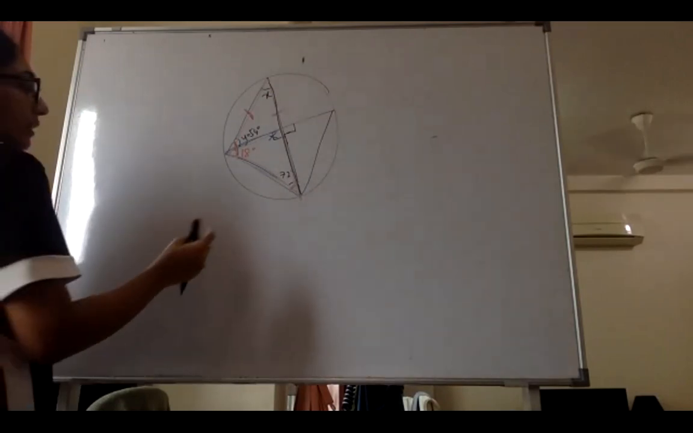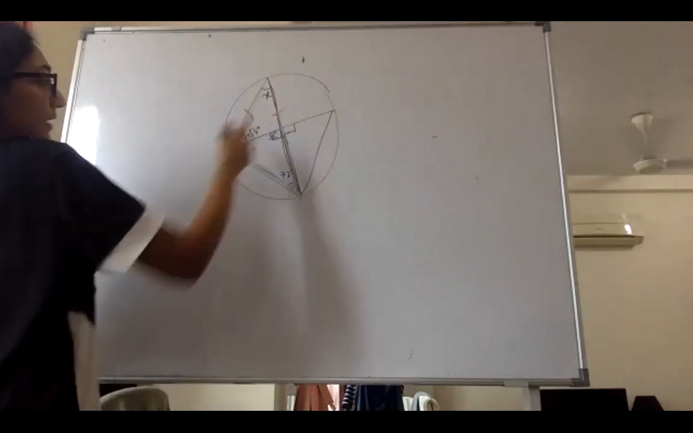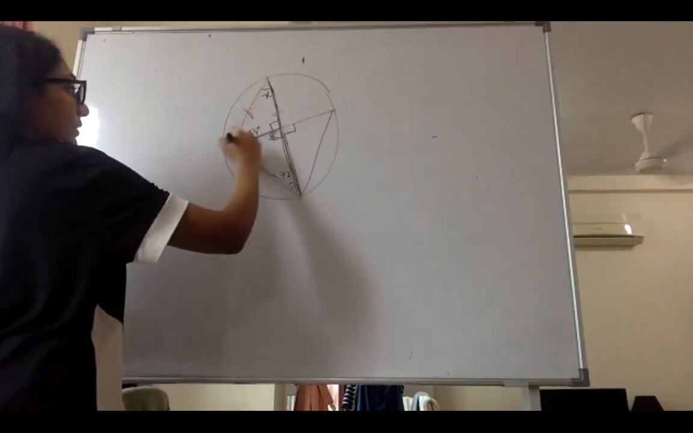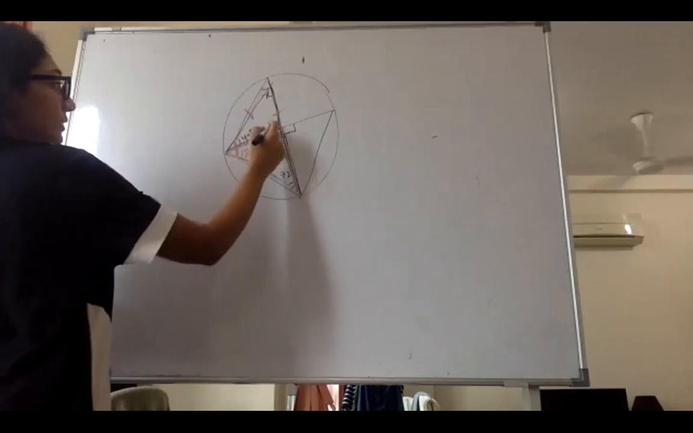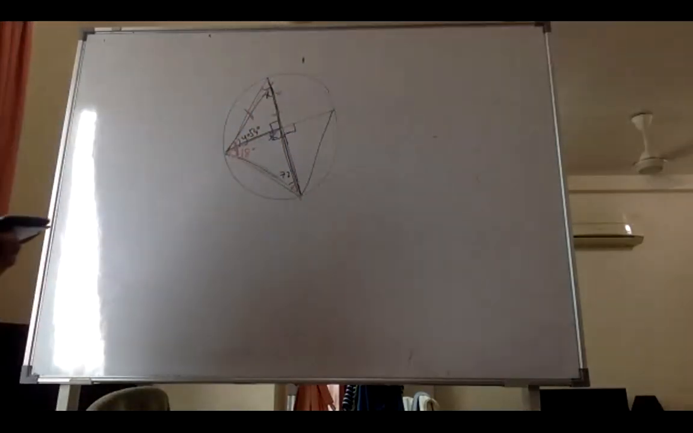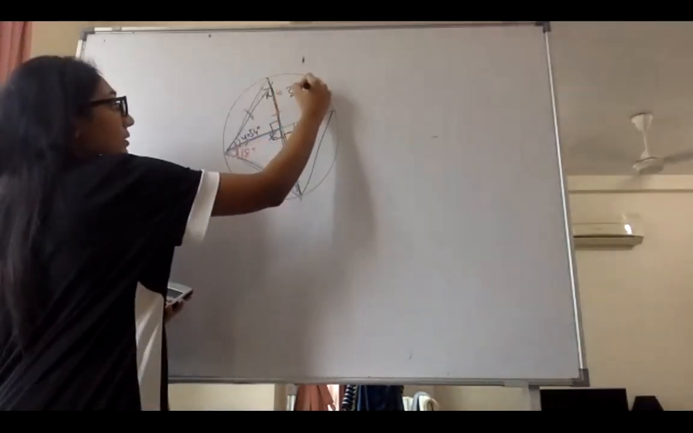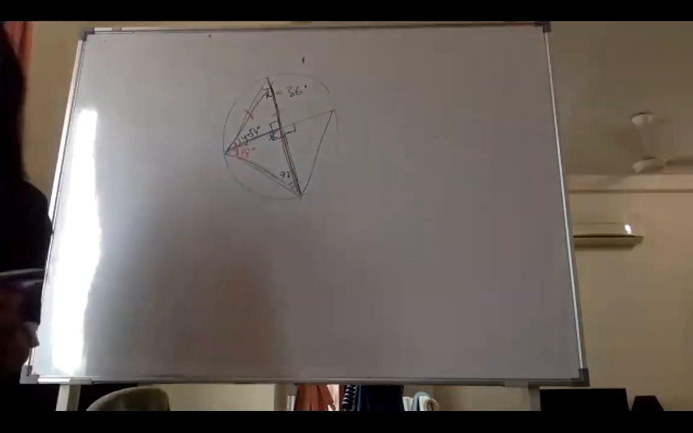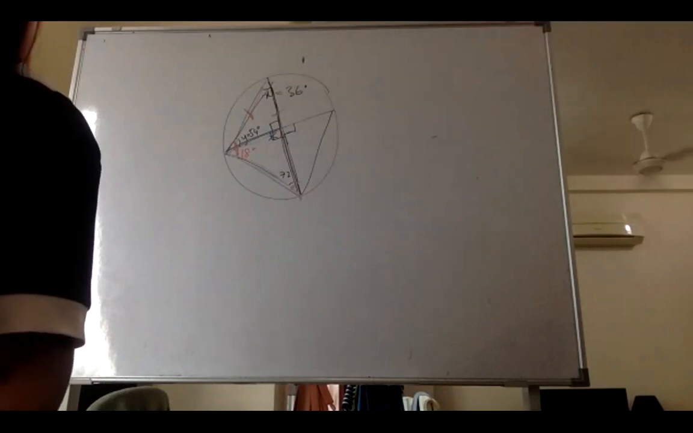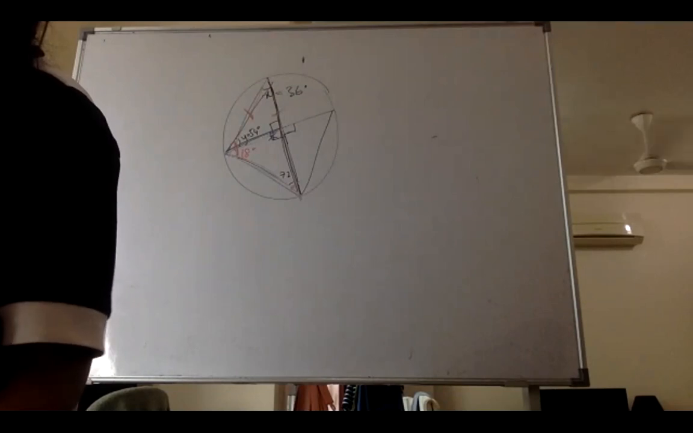Okay, if this is a straight line and this is 90 degrees, what would this be? 90 degrees. So now let's look at this triangle. If this is 90, this is 54, what is x? 36. So x is 36 and y is 54. Everyone can follow? Okay.